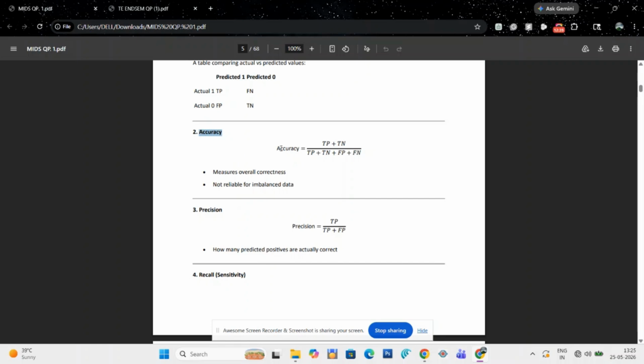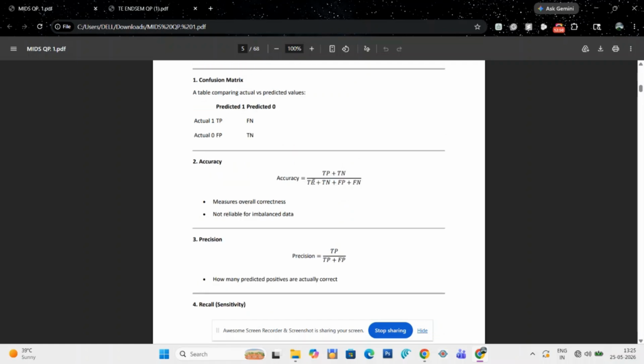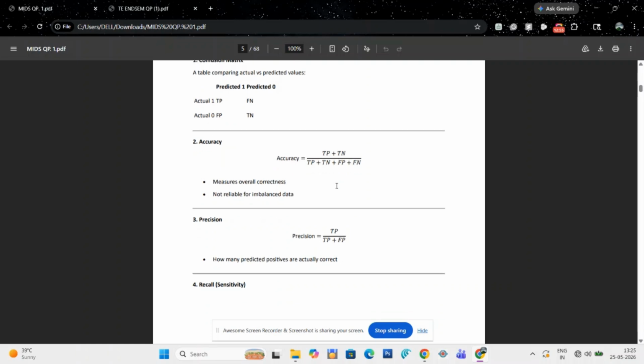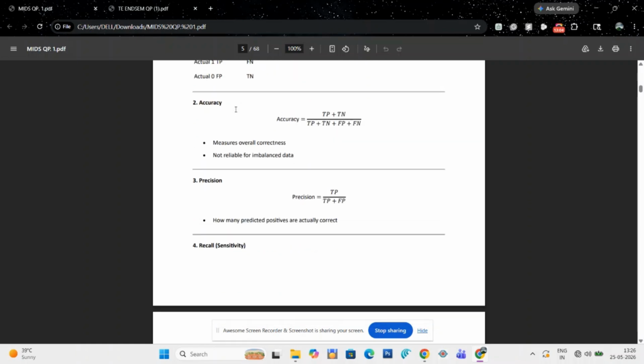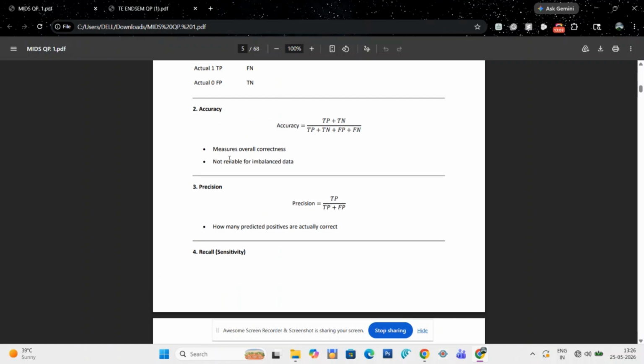The formula of accuracy is equal to TP plus TN divided by TP plus TN plus FN plus FP. Means accuracy is equal to true positives plus true negatives divided by the sum of the confusion matrix. It measures overall correctness, but is not reliable for imbalanced data. For accuracy checking we need balanced data, overall well-performed data, clean data or labeled data.